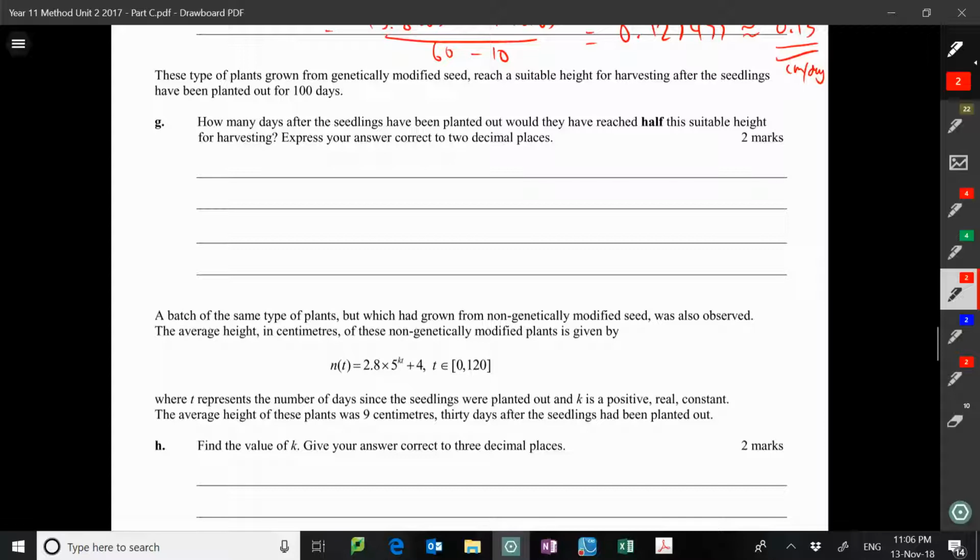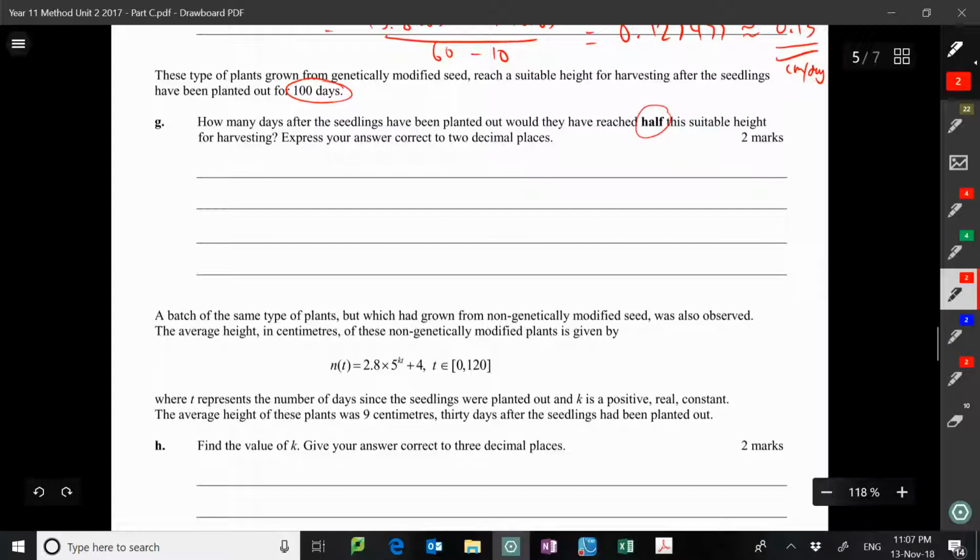Here we go. These types of plants grown from genetically modified seed reach a suitable height for harvesting after the seedlings have been planted out for 100 days. Okay, so it reaches some height out for 100 days. How many days after the seedlings have been planted out would they have reached half this suitable height? Okay, so first thing, they changed the domain from 0 to 120 days to now 100 days. And they're asking you, how long would it take to reach half this suitable height for harvesting?